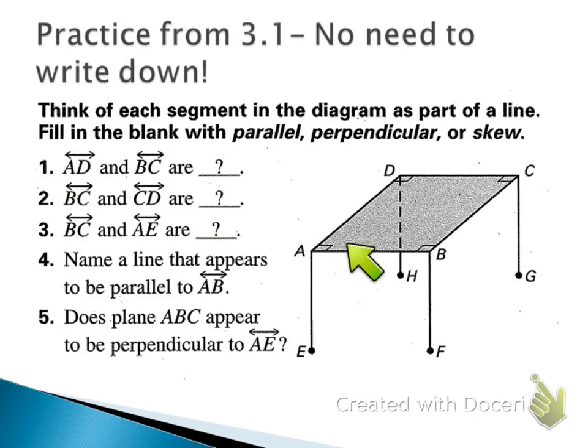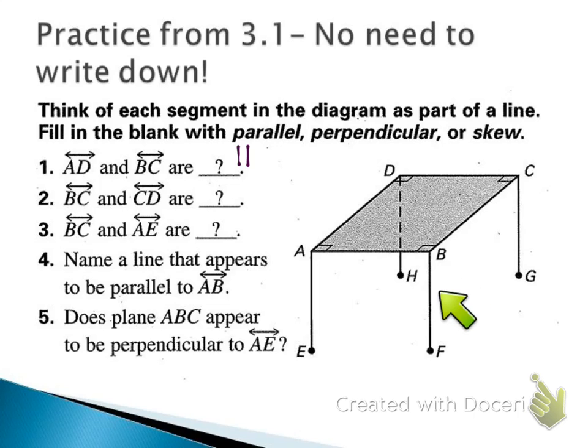So the first thing they want to know is, how is AD related to BC? Do they appear to be parallel, perpendicular, or skew? AD and BC are parallel. Good. Or at least they appear to be parallel. So instead of writing out the word parallel, I'm just going to use the symbol.